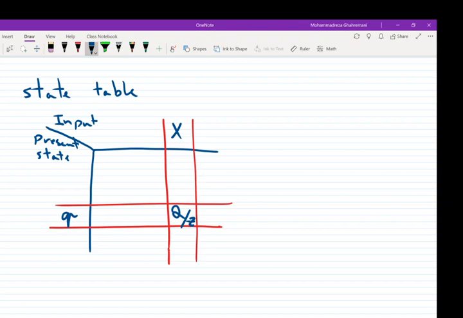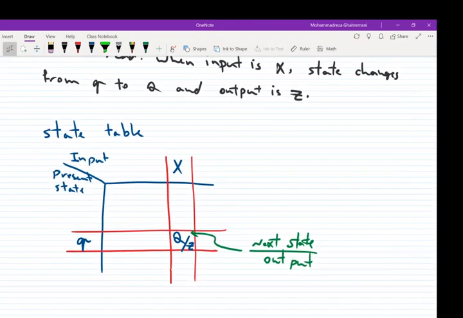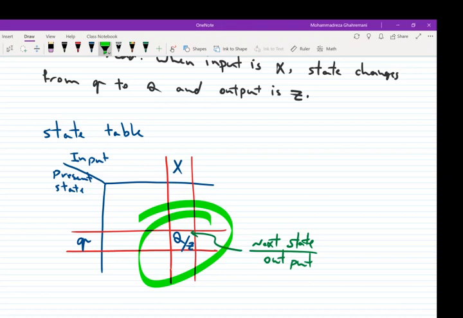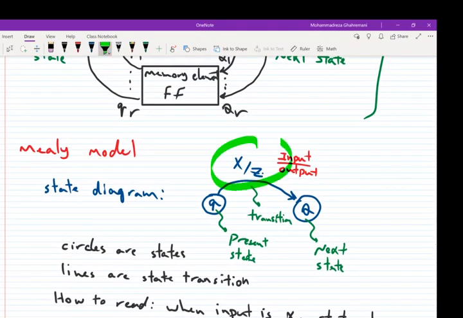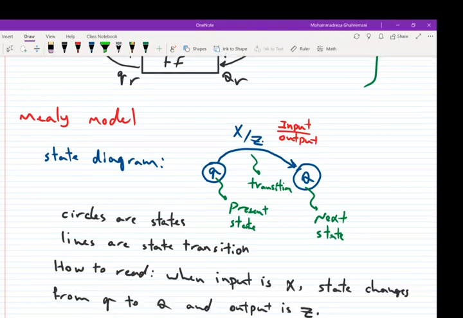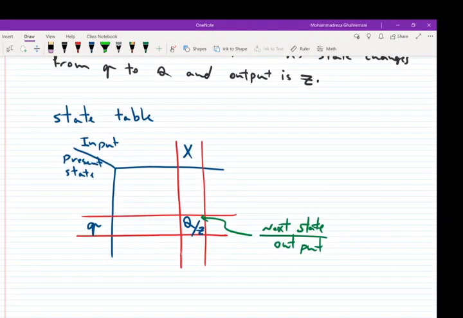Okay, so this one is the way we show the Mealy model by a table. So inside this cell we have next state and output. Okay, so be careful for table representing, we have this fraction form variables showing the next state over output, but for diagram it is input over output. Okay, but both of them have the same concept.